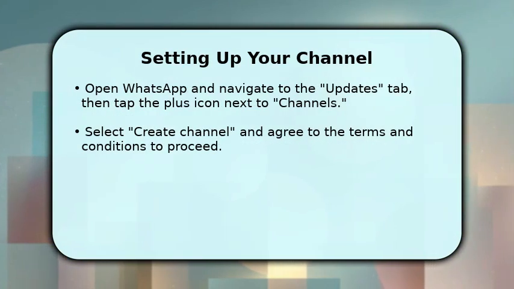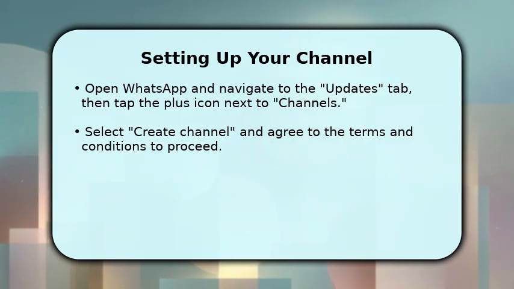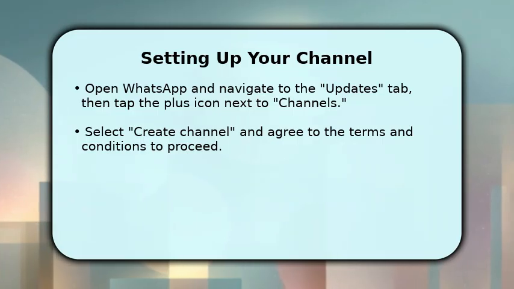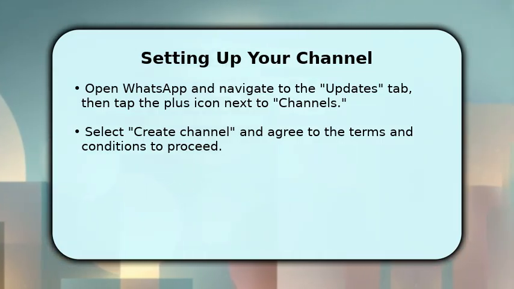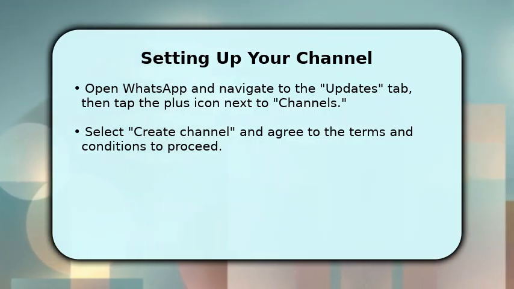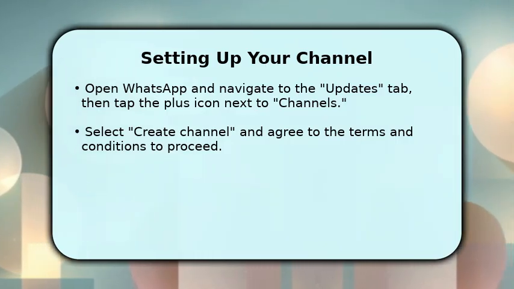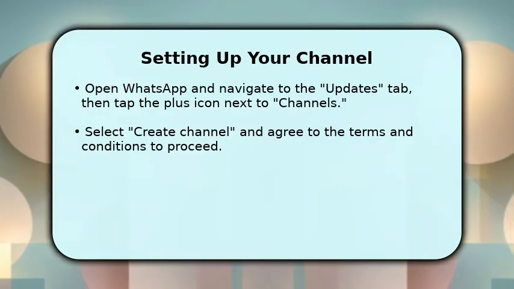To begin, open your WhatsApp application and look for the Updates tab, usually found at the bottom or top of your screen. Once there, you'll see a Channels section. Tap the plus sign right next to it. From the options that appear, choose Create Channel. You'll then be prompted to review and accept the terms and conditions, which is a quick and necessary step before moving forward with your channel creation.